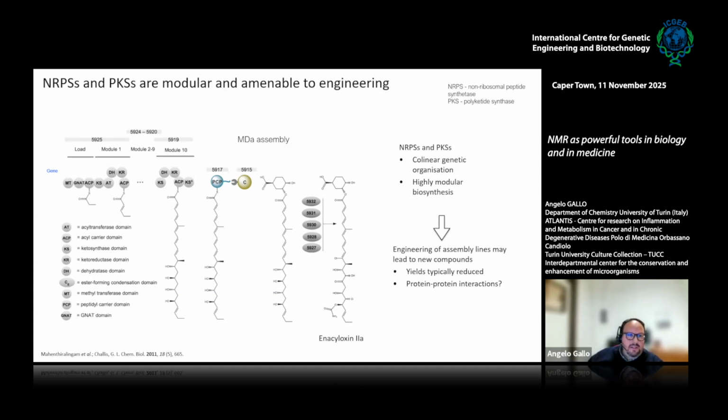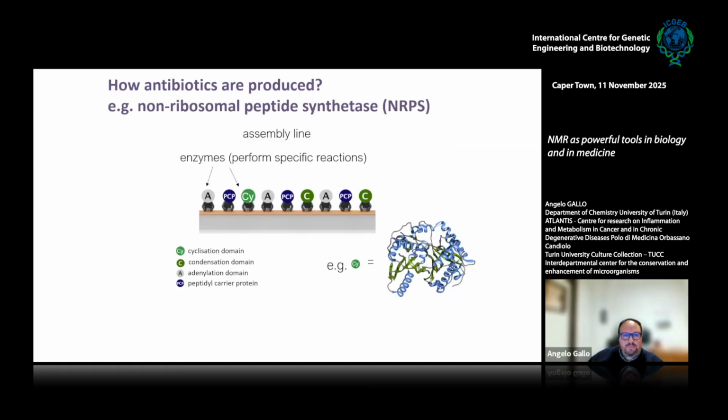There is a loading module, there is module 1, module 2, up to module 10. Each module can do a specific function. So if we are able to engineer part of this system, we can produce new classes of antibiotics or new classes of natural compounds. Typically they have collinear genetic organization, highly modular, as I already mentioned. The main objective is, can we engineer the system so it yields improved products and protein-protein interactions can be understood completely? The short answer is yes, but I'm going to show you throughout the presentation today.